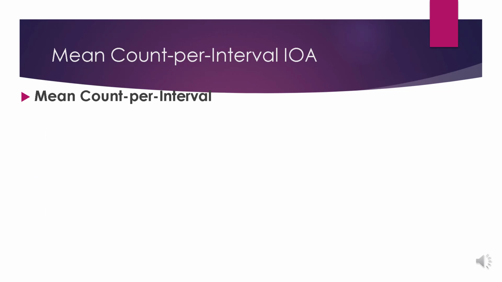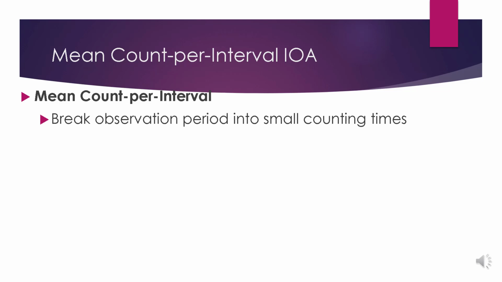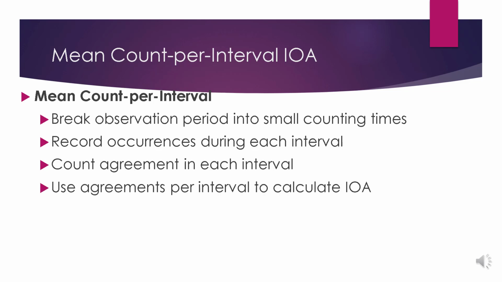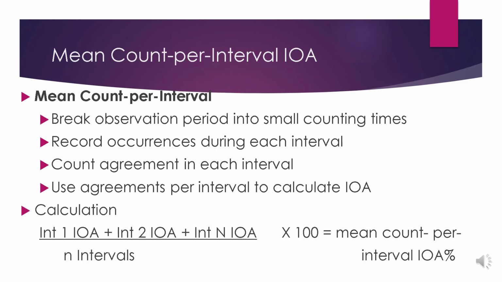Now we'll talk about mean count per interval IOA. In this method, the observation time is broken into smaller intervals. Each observer records each occurrence of the behavior in each interval. The agreement between observers in each interval is calculated. Then the mean count per interval is calculated from the agreement between each interval by adding the IOA from each interval, dividing by the total number of intervals, and multiplying by 100. Using this IOA method for data obtained by event recording can increase the likelihood that observers measured the same events.